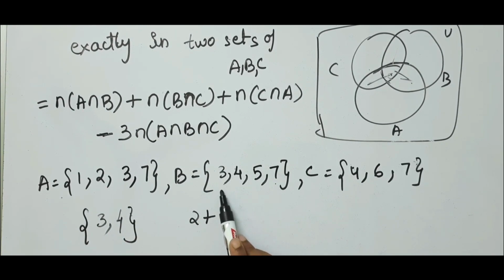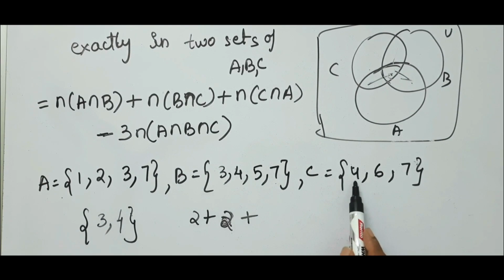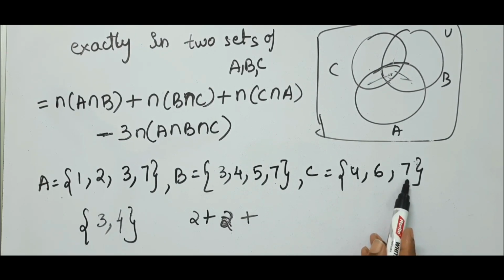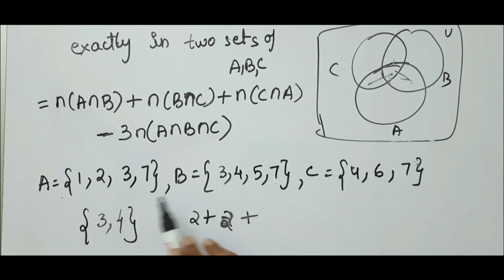In case of sets B and C, here 4 is there, here 4 is there. 7 is also common, is it not? It is also a common element of B and C. So B intersection C will be 4, 7. So 2 elements are common. Next, C intersection A. In C intersection A, only the element 7 is common. No other element is common to C and A. So 7 is the only element, so 1 element is common.